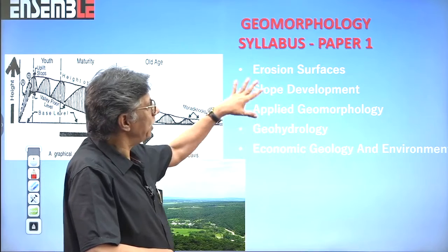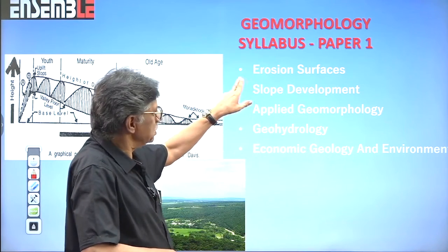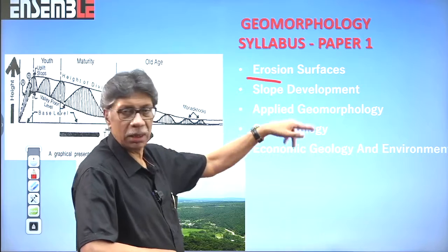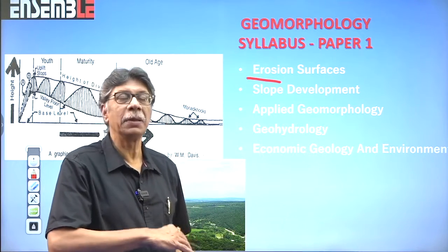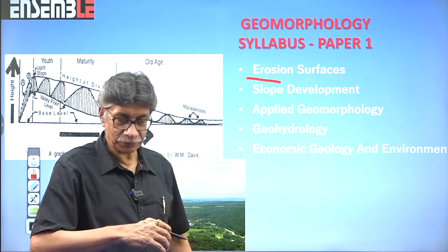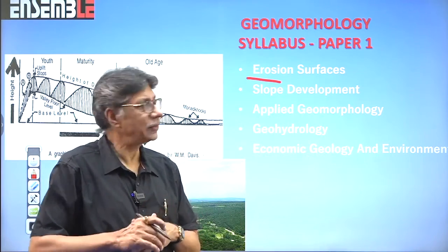Coming to the last component of it. Erosion surfaces are of course going to be one of them. One of these erosion surfaces is going to be altiplanation. It is going to be the prime barometer. It can be a pediplain, a variety of them. That is a part of it.